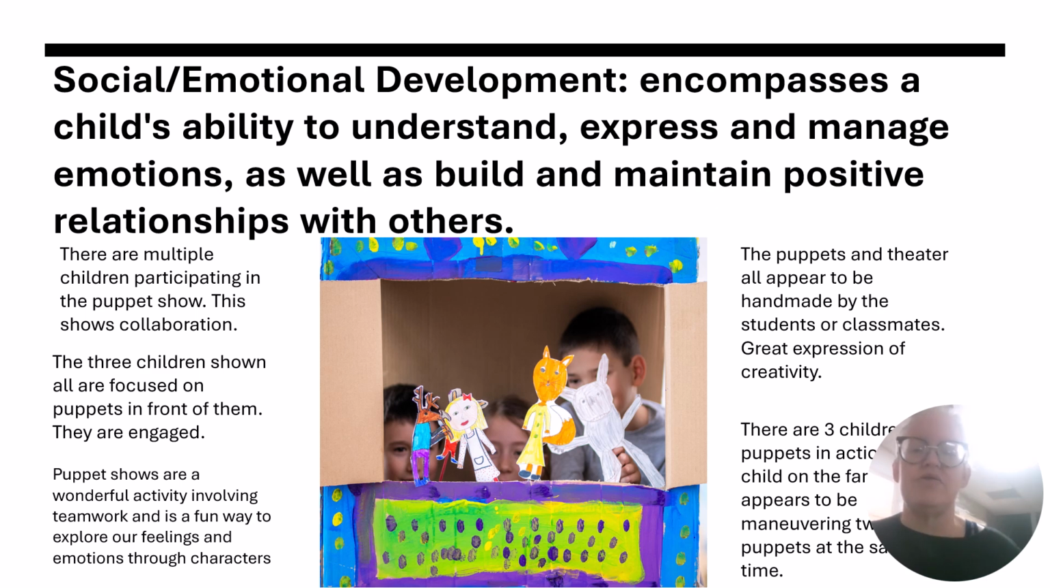Next, we have social emotional development. This encompasses a child's ability to understand, express, and manage emotions, as well as build and maintain positive relationships with others. Some notations. I noticed that there's multiple children participating in the puppet show. This shows collaboration. I noticed that the children are all focused on the puppets in front of them. Shows that they are engaged. Puppet shows are a wonderful activity involving teamwork and is a fun way for them to explore feelings and emotions through characters.